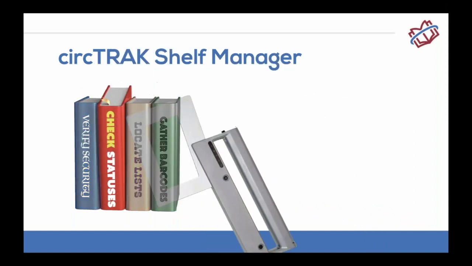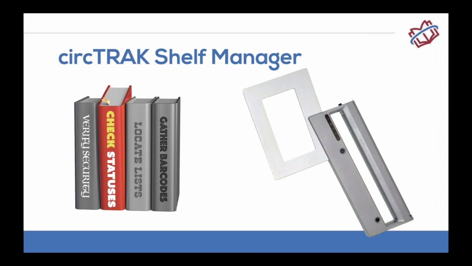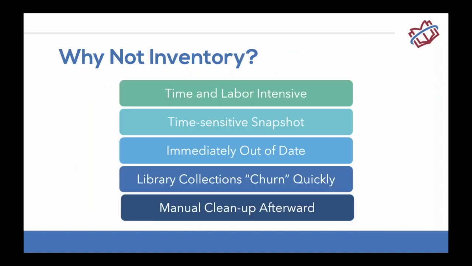Today, we're focusing on what we recommend as the primary use of circTRAK, which is dynamic status check, and particularly using that as a replacement for inventory. Whether or not your library currently performs inventories, here are a few reasons why inventory should be largely discontinued by RFID libraries. They're time and labor intensive, we know that.